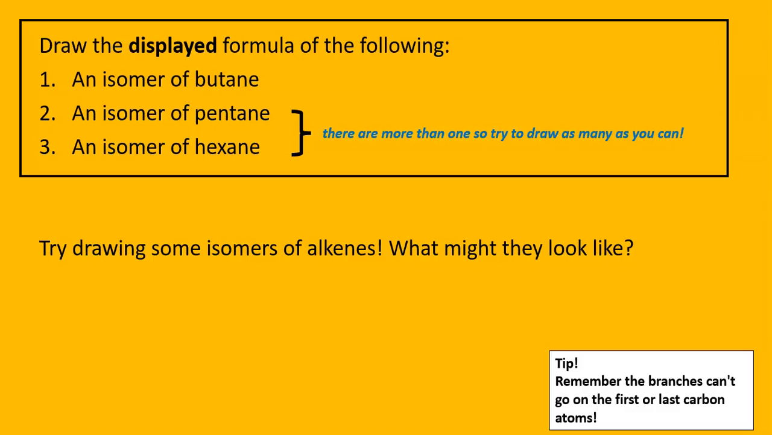So now we're going to move on and practice. I would like you guys to pause this video and try to draw the displayed formula of an isomer of butane, an isomer of pentane, and an isomer of hexane. Now for the last 2, there is more than one example, so you might want to extend yourself by drawing all of them.